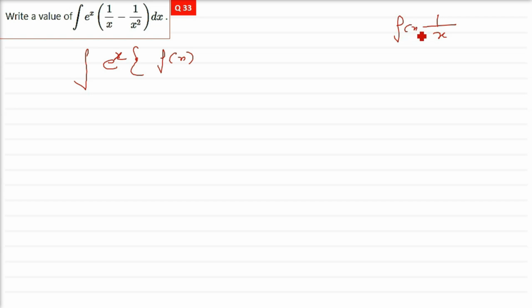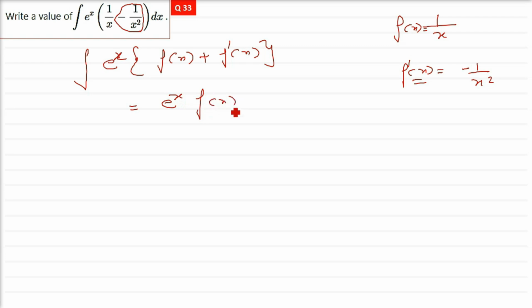So fx, if we take 1 by x, and if we differentiate this f dash x, what are you going to get? Negative 1 by x square. And this is exactly what we have in this question also. Negative 1 by x square, f dash x. Now we are ready to apply the direct result which we have discussed earlier. And the result will be e raise x remains like this, and then we have fx plus constant of integration.